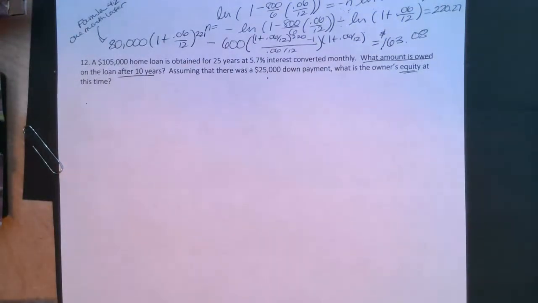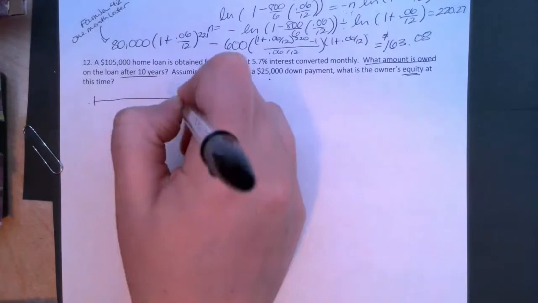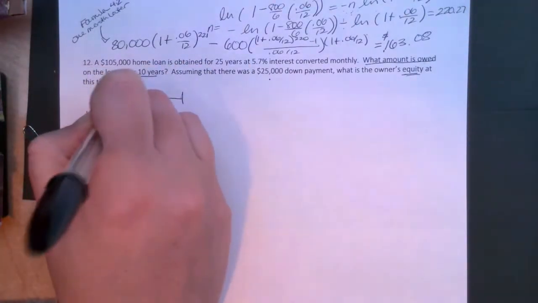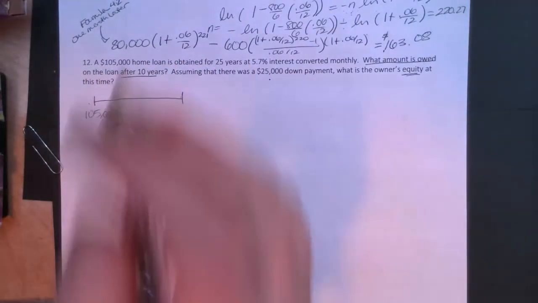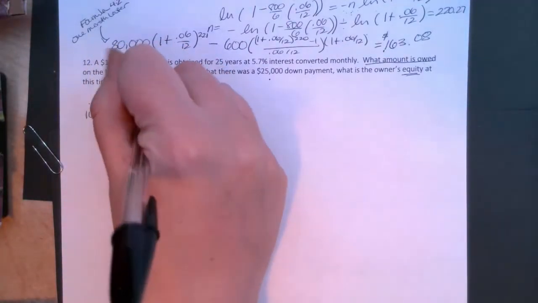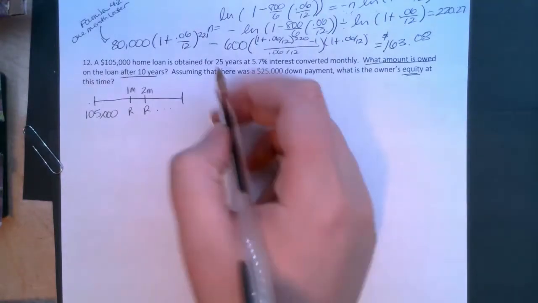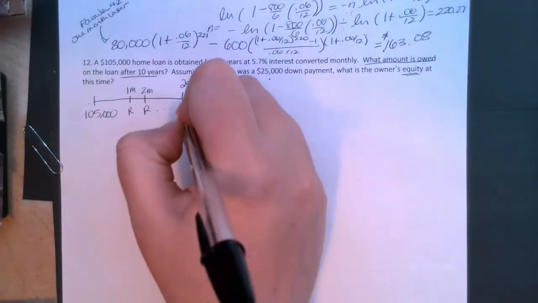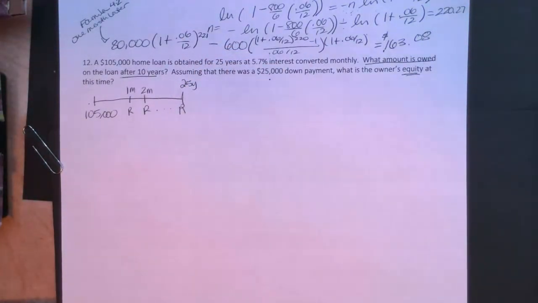Okay, so looking at this, we're not told the regular payment, so we have to figure that out first. And then again, we're going to round that up to the nearest penny. So we start with $105,000. That's our loan amount. One payment later, we make a regular payment, and this is for 25 years. So first thing we do, before we can calculate how much is still owed or any kind of equity, is figure out what in the world that monthly payment is.